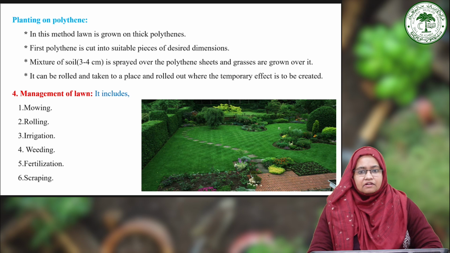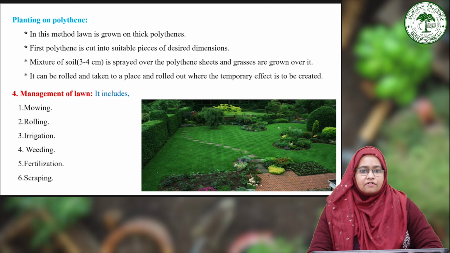The last method of planting grasses is planting on polythene. This method involves growing a lawn on thick polythene sheets. First, the polythene is cut into suitable pieces of desired dimensions. Then, a mixture of soil is spread over the polythene sheets and grasses are grown on top of it. The polythene with the grass can be rolled up and transported to the desired location where a temporary lawn effect is desired, making it convenient for temporary landscaping needs or events.